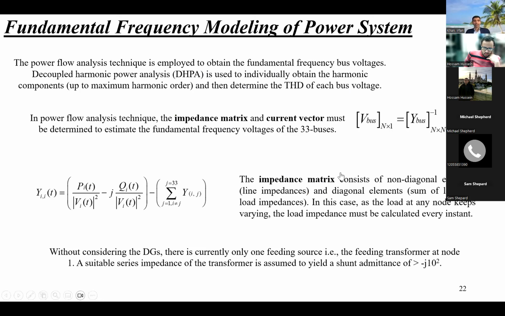So right now, without considering the DGs, there is currently only one feeding source, our main transformer, the feeding transformer at node 1. Because it has some series impedance, to convert impedance into admittance, we selected a feasible admittance, 10 raised to power minus 10 raised to power 2. So to get this admittance, we selected a reasonable series impedance of the transformer.